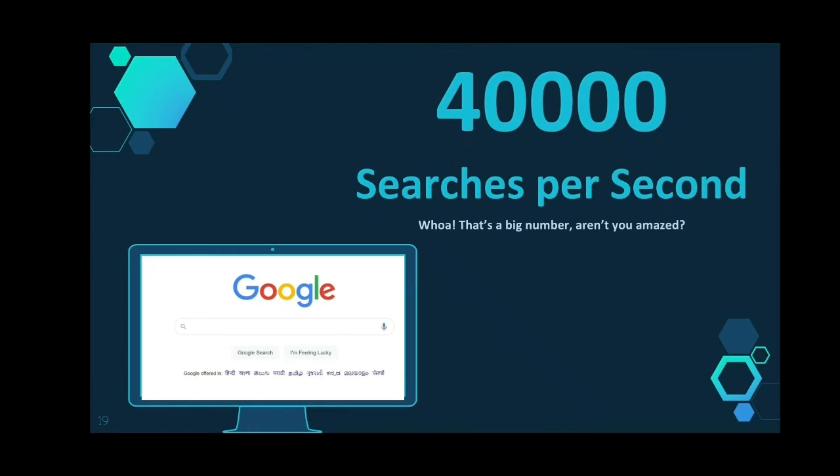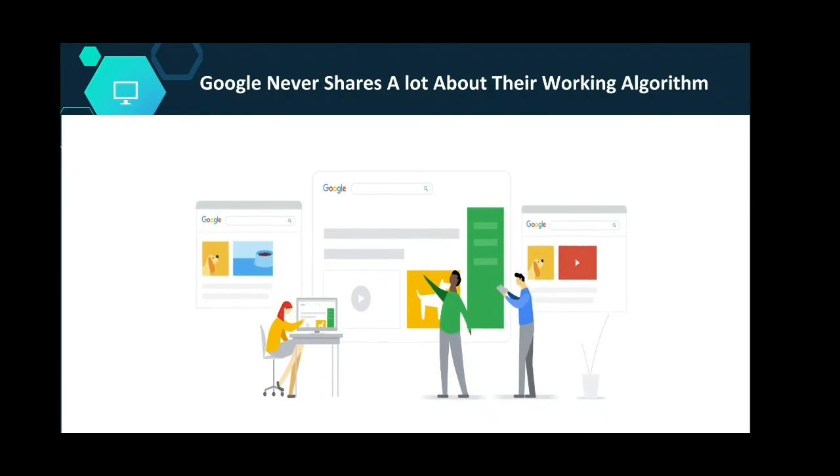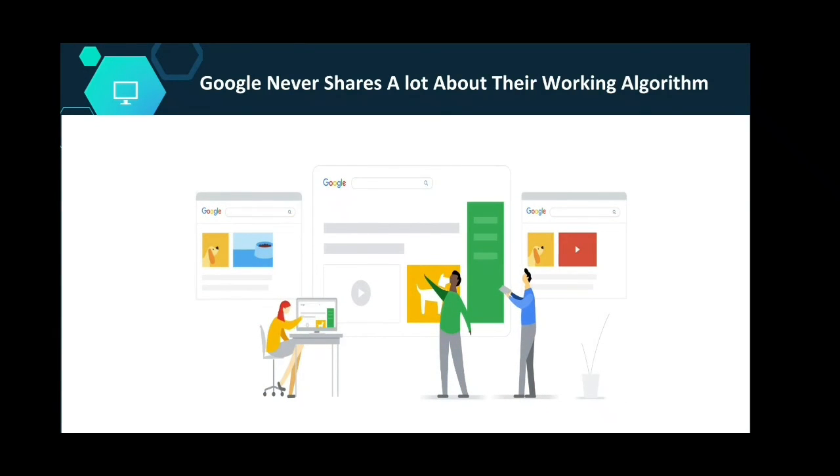That is because they have the most powerful algorithm for a search engine. Compared with other search engines, the most user-friendly, fast and efficient is Google search. And that's why Google doesn't share a lot about the working algorithms with the outer world due to some privacy concerns.